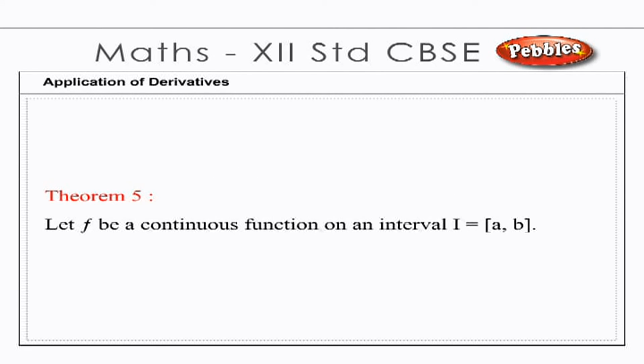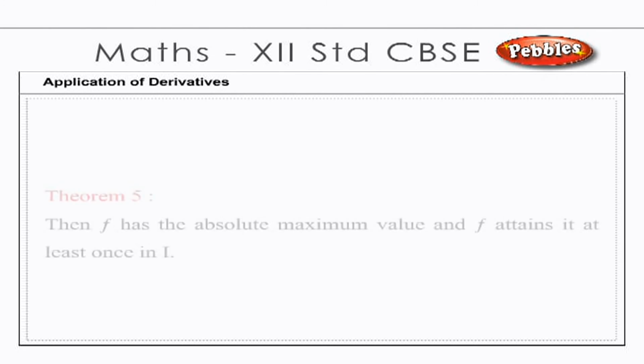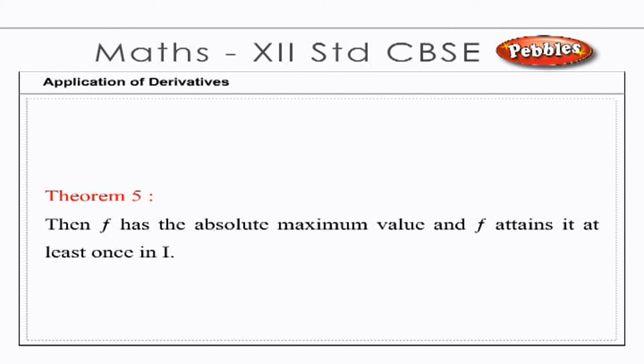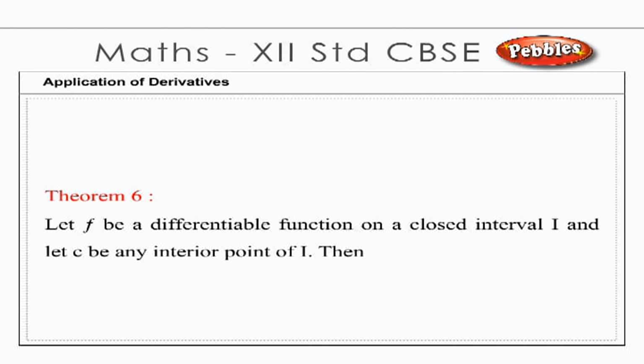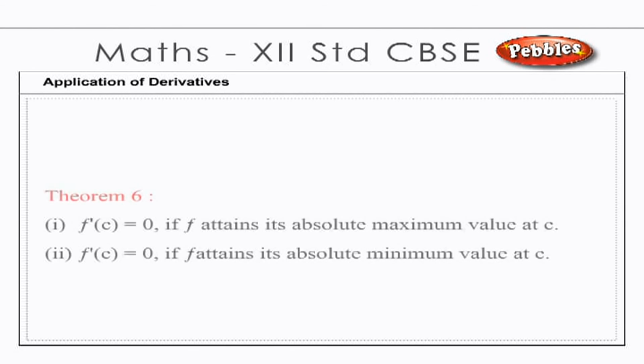Theorem 5. Let f be a continuous function on an interval I = [a, b]. Then f has the absolute maximum value and f attains it at least once in I. Also, f has the absolute minimum value and attains it at least once in I. Theorem 6. Let f be a differentiable function on a closed interval I and let c be an interior point of I. Then f'(c) = 0 if f attains its absolute maximum value at c. f'(c) = 0 if f attains its absolute minimum value at c.